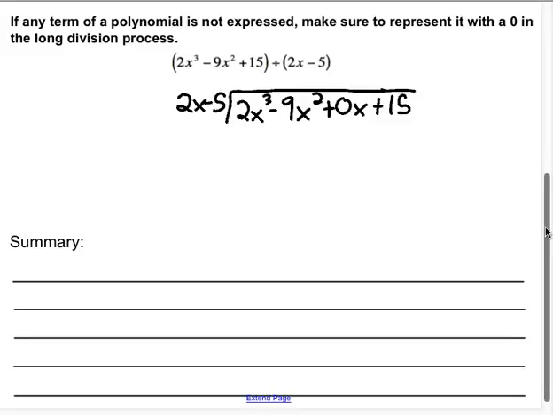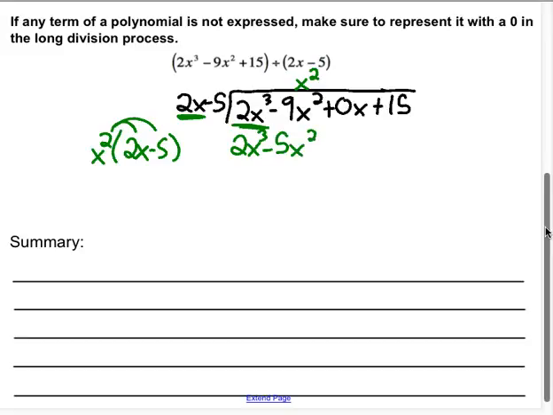Other than that, this process is exactly the same as what we've been doing. There's no difference, so run through the process. What does 2x need to become 2x cubed? Well, the 2's already match, so that's not a concern. But the x needs 2 more powers to become an x cubed. So that tells me I need to multiply by x squared. Multiply that in. That's going to give me 2x cubed minus 5x squared.